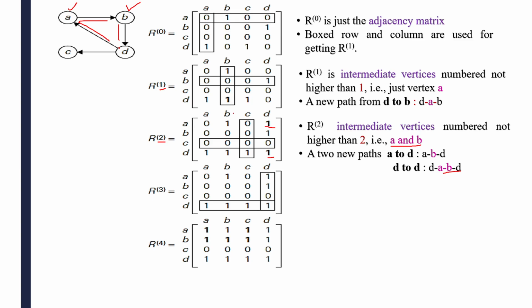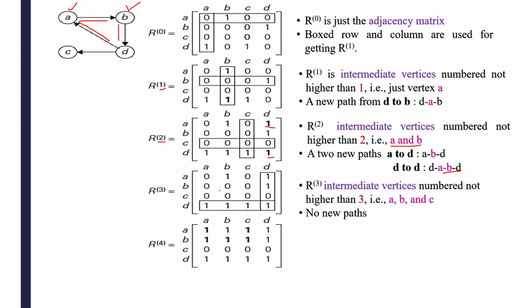For R1 it means only one intermediate vertex here. Next, R3 means you can take three intermediate vertices here. What are those? A, B, C. With the help of these three intermediate vertices, what paths will you get? That one you have to check here. But the problem is that from C there are no edges going outside. That means there is no positive path from C to all the remaining vertices. That's why for this example you are not getting any new paths. But for another example, you may get a path.